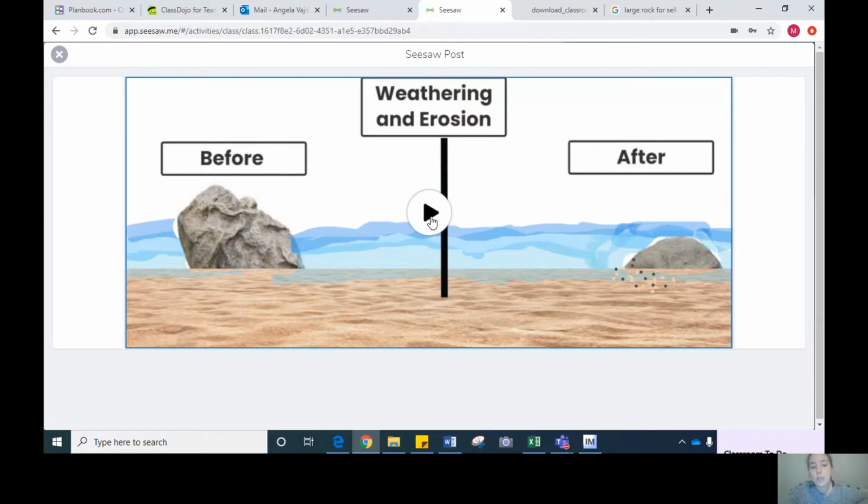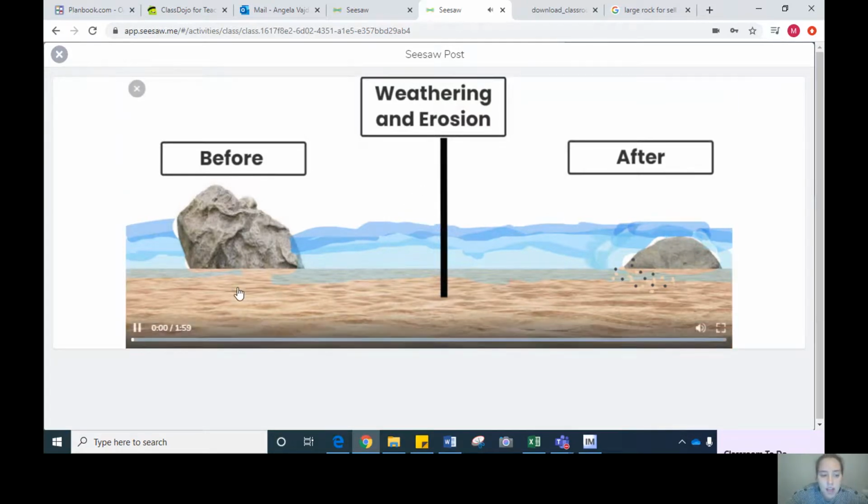And again, when you click play, you can listen to it. I just know that it won't show up on my recording. But as you can see, it's about 1 minute and 59 seconds long, so you can listen to my explanation of weathering and erosion. So your job is to create something exactly like this, but your own example of weathering and erosion. And it has to be something that is in real life. It has to be something that is nonfiction, that is going to happen.